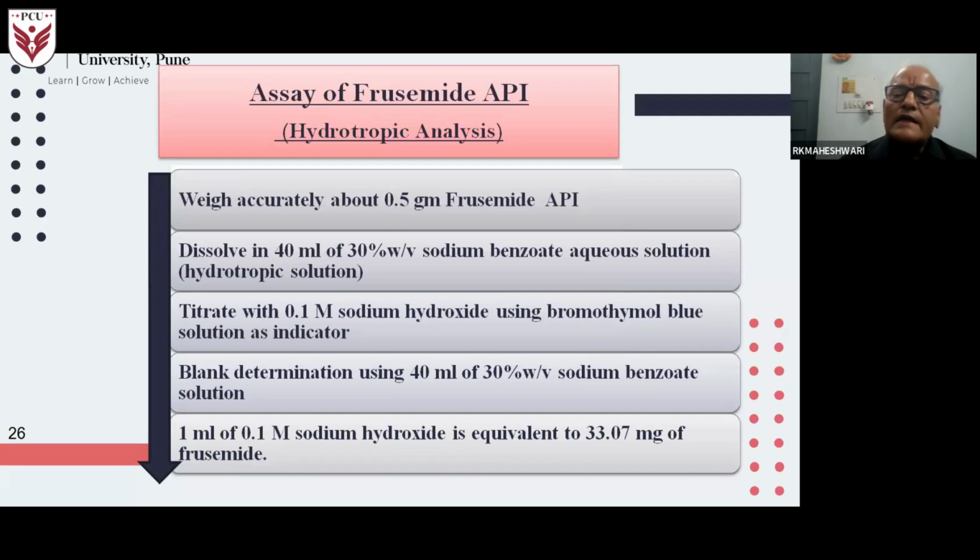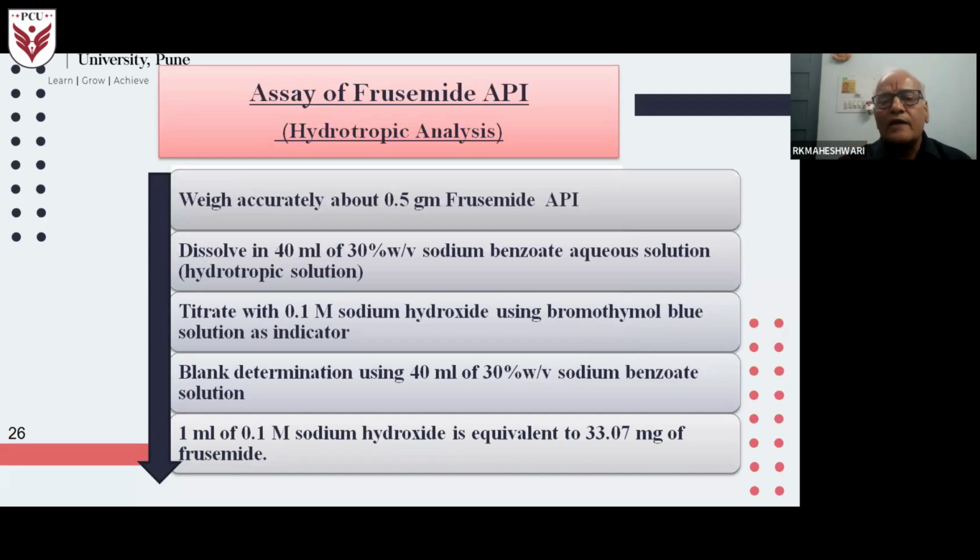Why will you get a clear solution? Due to hydrotropic solubilization, or in other words, the solubilizing power of a solid, sodium benzoate. So again, I am repeating, you have dissolved 0.5 gram of furosemide powder with the help of 40 ml of 30% solution. You are getting a clear solution. Then you will add a few drops of bromothymol blue indicator, and from the burette you will start the addition of 0.1 molar NaOH solution.